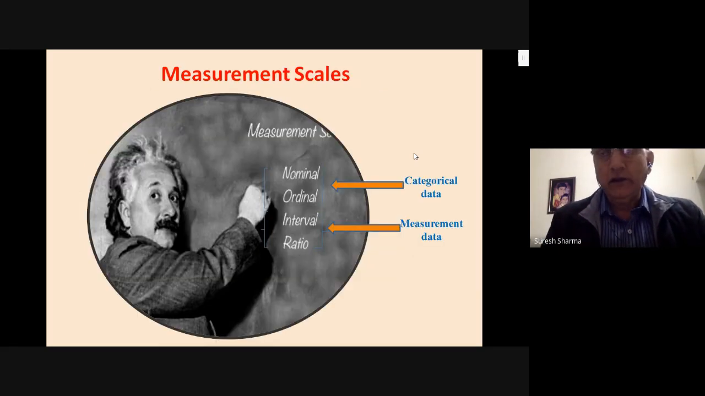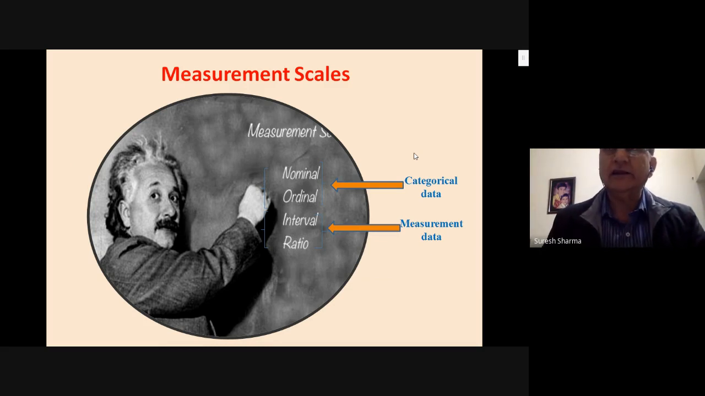Okay. Now, so far I discussed that there is a structured and unstructured data. In this entire workshop, we are focusing on structured data. And structured data is basically of two types, either categorical data or measurements data. Now I'm coming to a very, very important slide. All these kind of data, they are belonging to a particular scale. And our aim is to recognize that scale, because entire statistical analysis depends upon the knowledge of these scales.